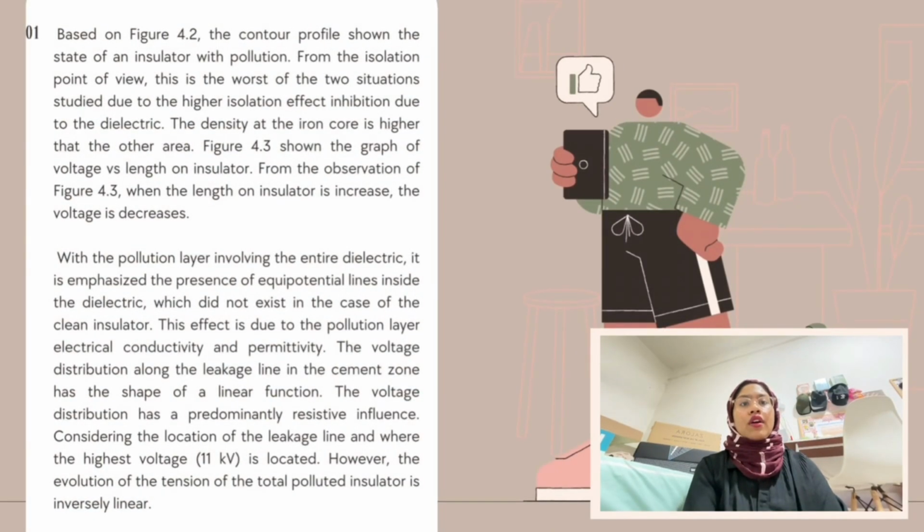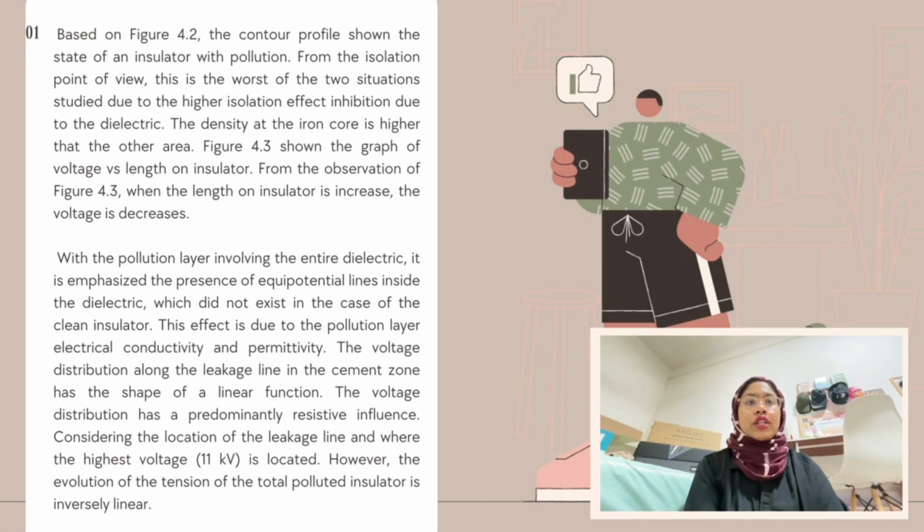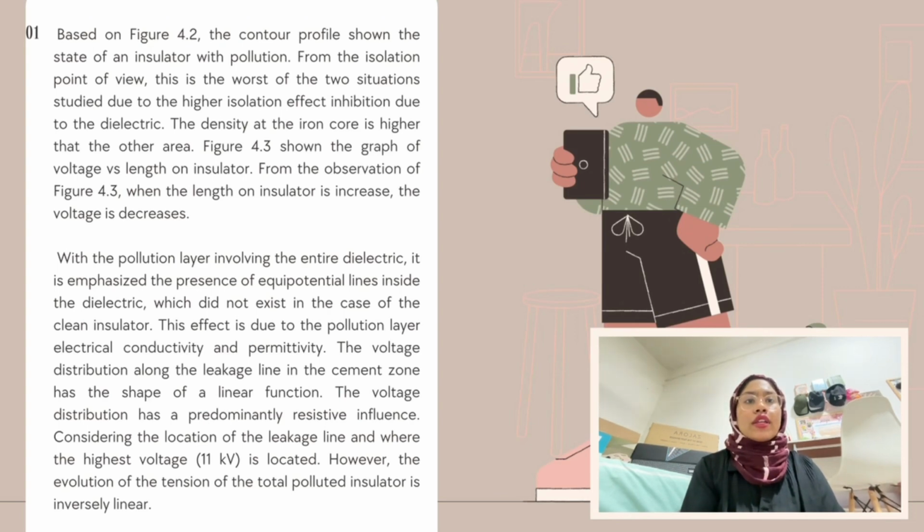So, based on figure 4.2, the contour profile shows the state of an insulator with pollution. From the isolation point of view, this is the worse of the two situations studied, due to the higher isolation effect inhibition due to dielectric. The density at the iron core is higher than the other area.